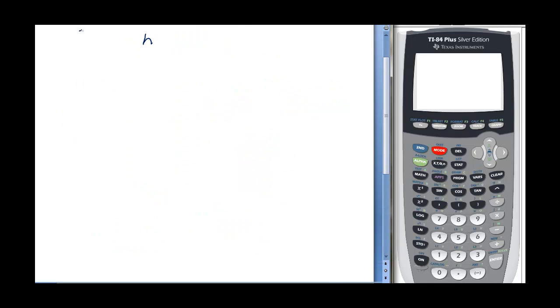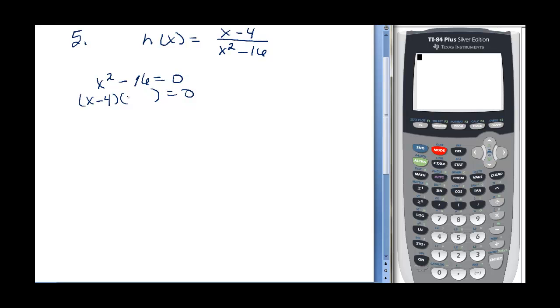Let's look at number 5 now. So we have h of x is equal to x minus 4 over x squared minus 16. Now, it's asking where would you expect to have a vertical asymptote. Well, based on what I've told you so far, we would set that denominator equal to 0 and factor. So if I factored, I'd have x minus 4 and x plus 4.